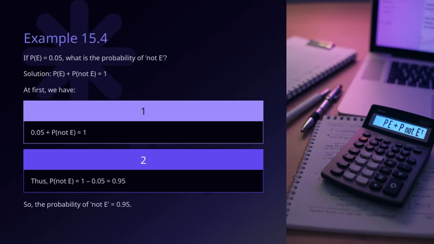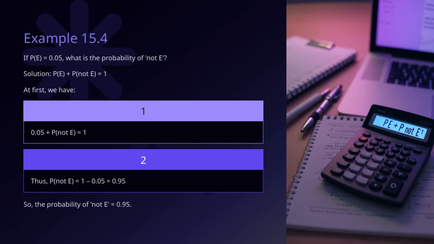All right, let's walk through this slide. So the probability of not E is 0.95. That's because if the probability of event E happening is 0.05, then the probability of E not happening, that is, not E, must be the remaining part of the total, which is 1 minus 0.05.